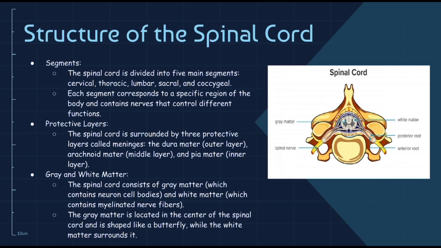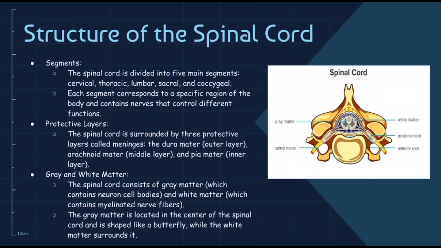When it comes to the protective layers, the spinal cord is surrounded by 3 protective layers called meninges. The dura mater, which is the outer layer, the arachnoid mater, which is the middle layer, and the pia mater, which is the inner layer.